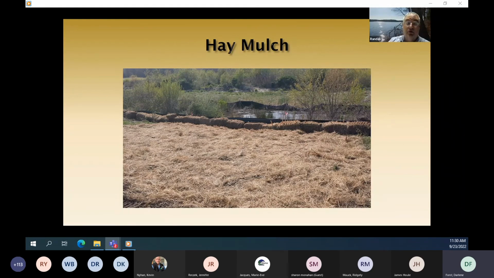If it's critical for your site, if you're working adjacent to a sensitive wetland system, you may want to use straw mulch. You may want to specify straw mulch, and it's important to know that.